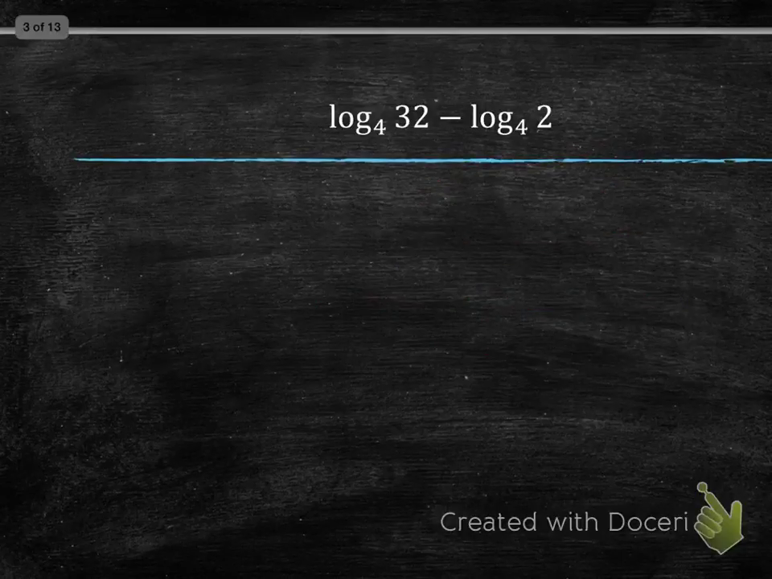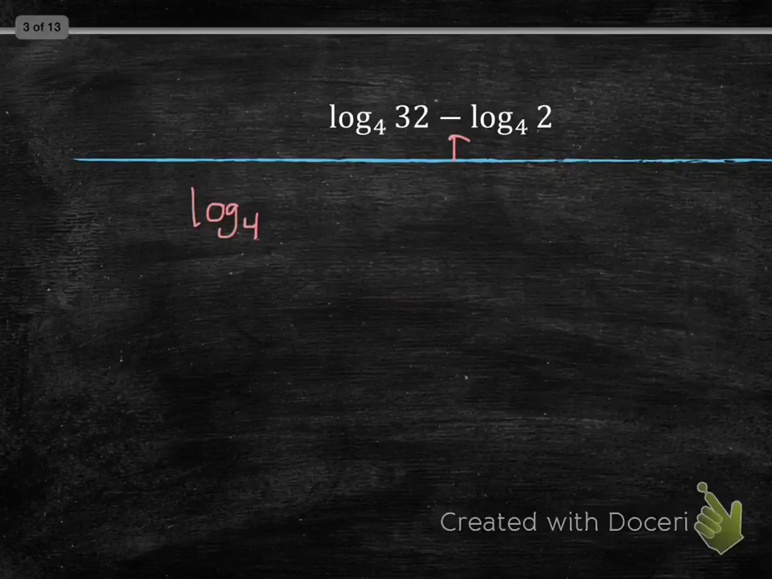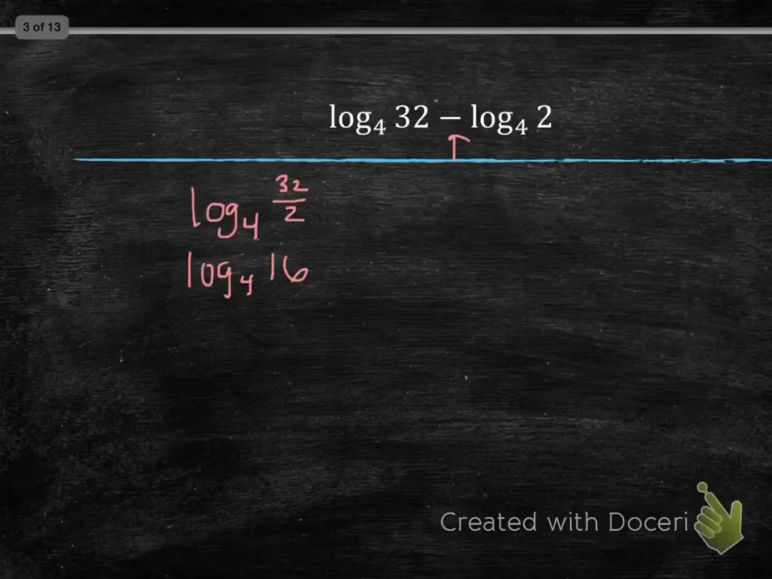Okay, so we're going to condense these, so we're going to make them smaller. We're going to get them to have one log. So minus sign means to divide. So when I rewrite this, I got log of the same base of 32 divided by 2. 32 divided by 2 gets me 16. And this is something that we've seen last time.